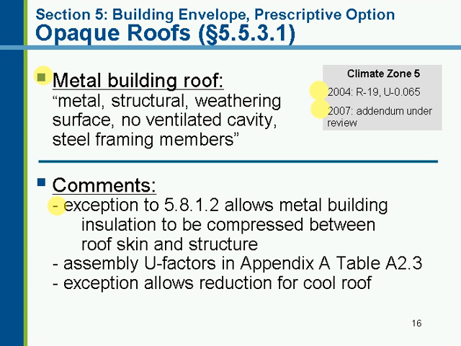do it this way, which is not to say that it's necessarily the best way to do this, and there are insulating systems for metal buildings that do not require the insulation be compressed, but it is allowed to compress it. Again, here, if you don't want to comply with the R19, you can look at the U-factors in Appendix A, Table A2.3. And also here, there's a similar exception for mild climates for the cool roof.